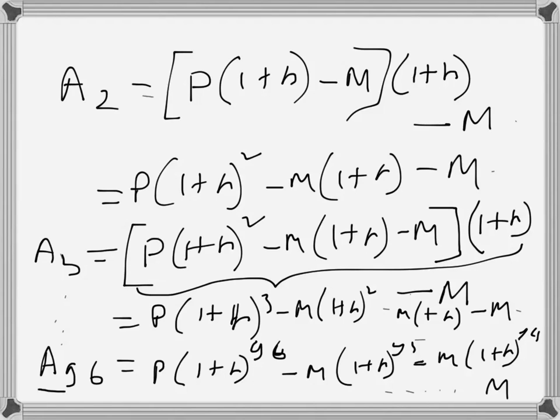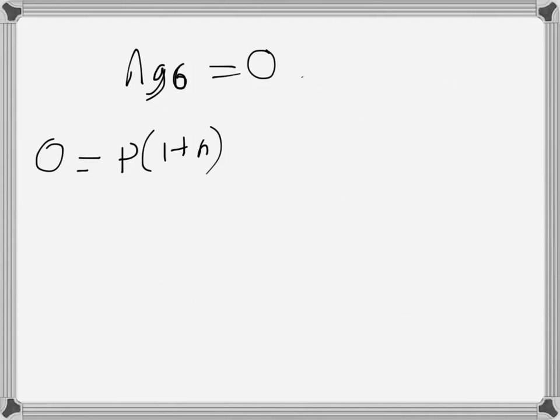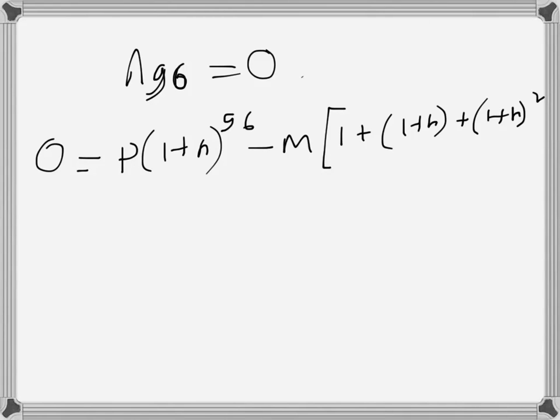This is the amount owed after the 96th month, that is after the end of 8 years. Now after 8 years, the whole amount has to be repaid, so A96 has to be 0. So we have 0 equals P(1 + R)^96 minus M. If I take the M outside the bracket, we get 1 plus (1 + R) plus (1 + R) squared up to (1 + R) to the power 95. So it's M that we need to know.